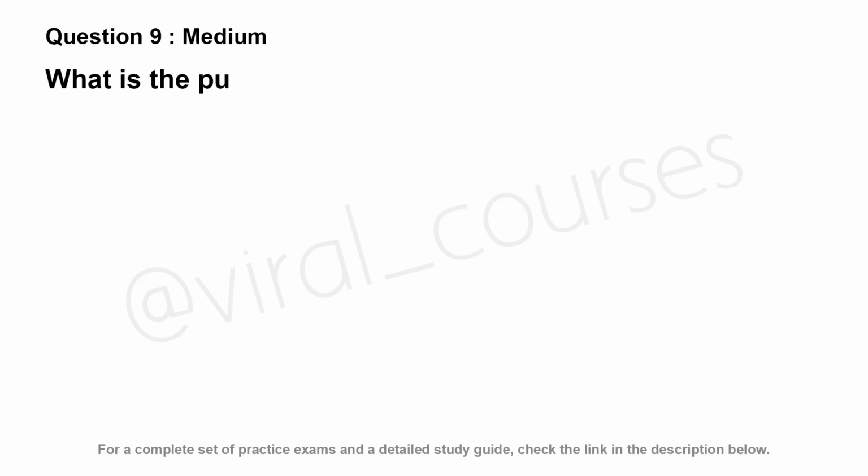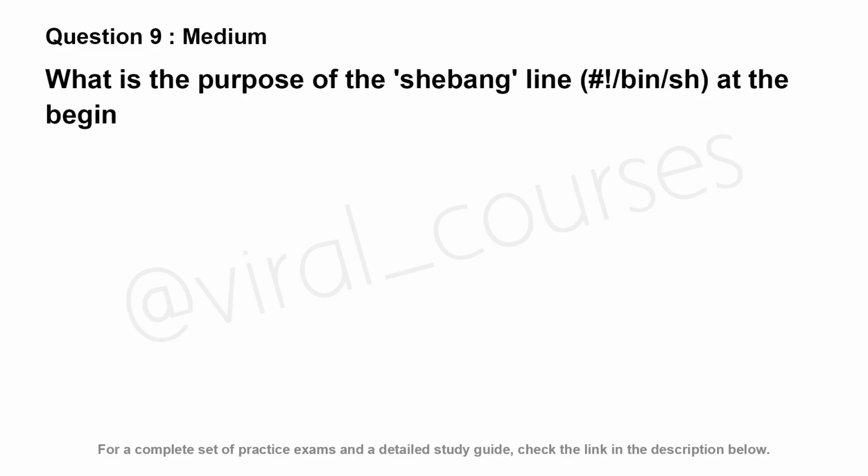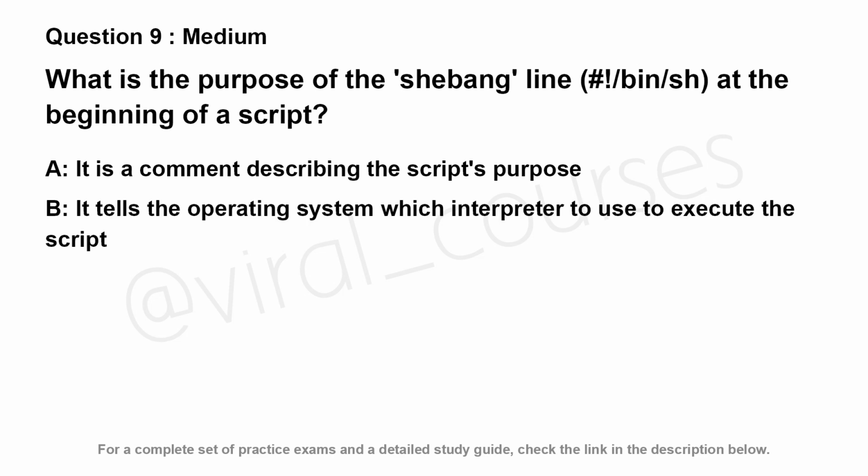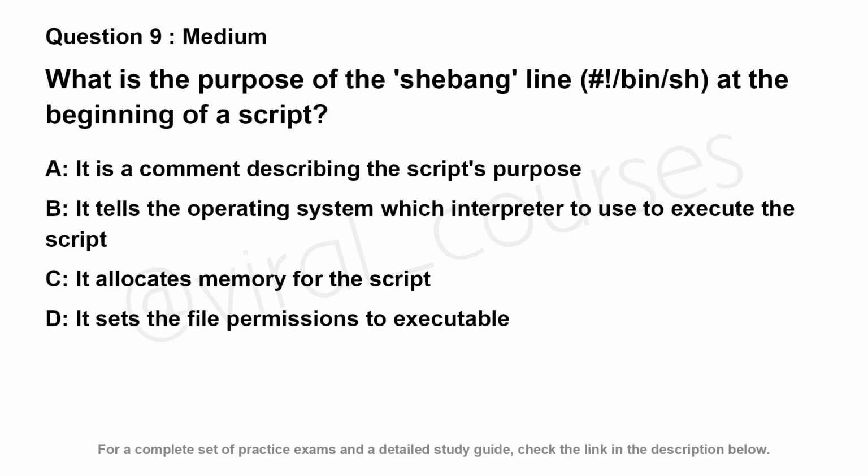What is the purpose of the shebang line #!/bin/sh at the beginning of a script? Option A, it is a comment describing the script's purpose. Option B, it tells the operating system which interpreter to use to execute the script. Option C, it allocates memory for the script. Option D, it sets the file permissions to executable.